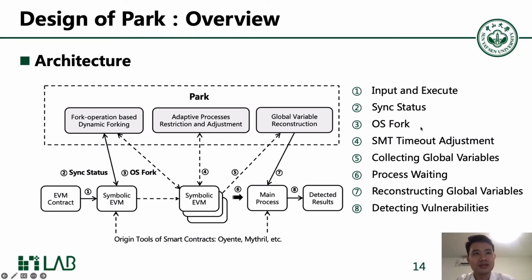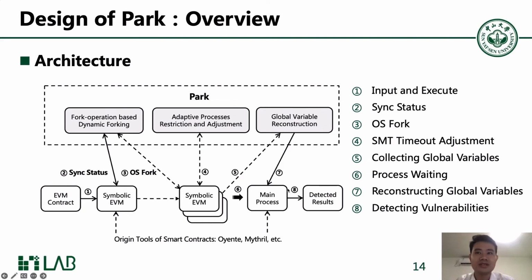And the fourth step is that, as for the EVMs in parallel processes, PARC will use the second module to adjust the timeout of SMT solvers. The fifth step is to collect the global variables. Once a symbolic EVM finishes its execution, its output will be redirected to the shared memory, and all the global variables that are related to the vulnerabilities will be serialized into the memory.